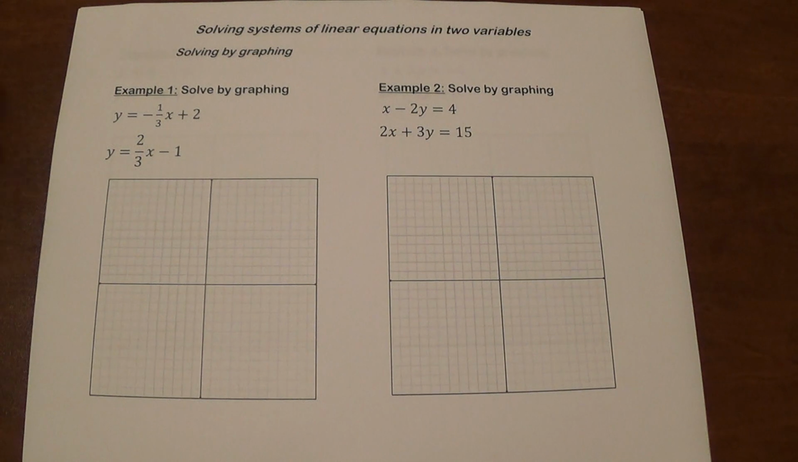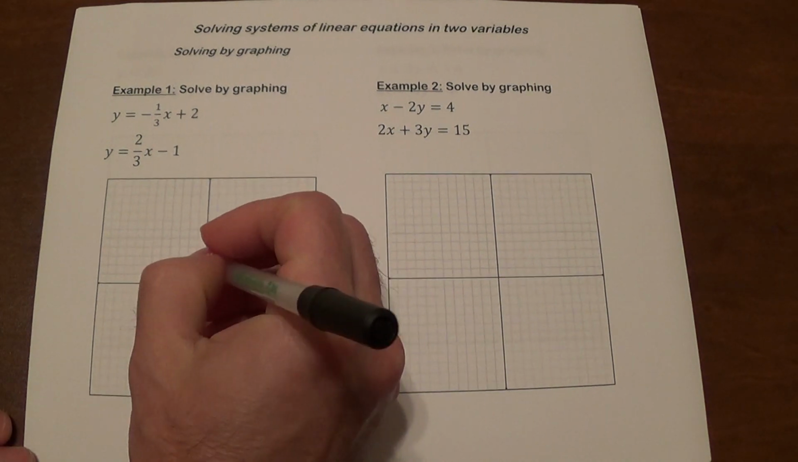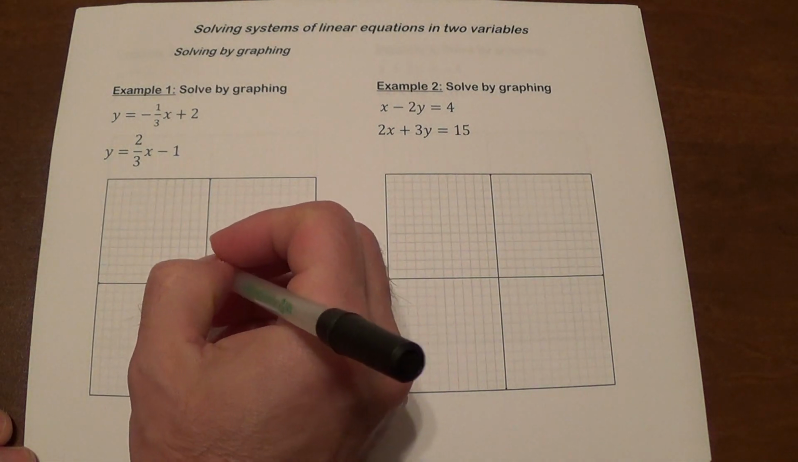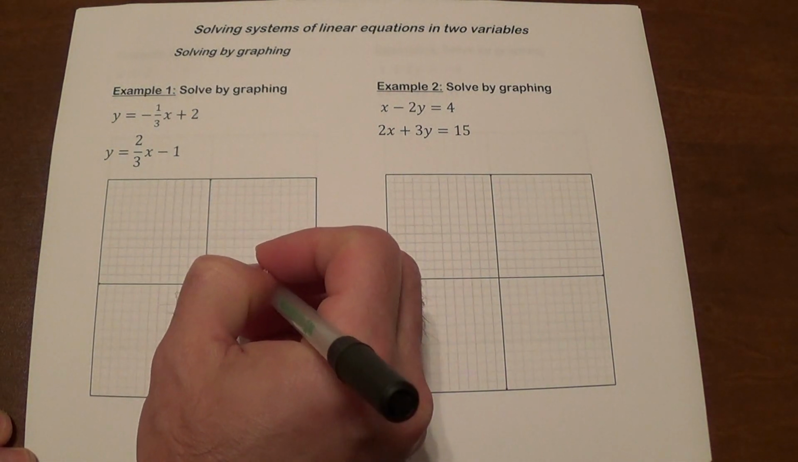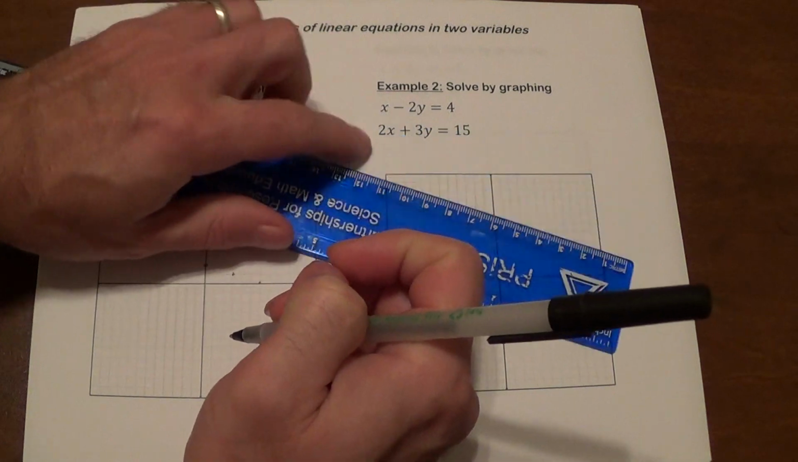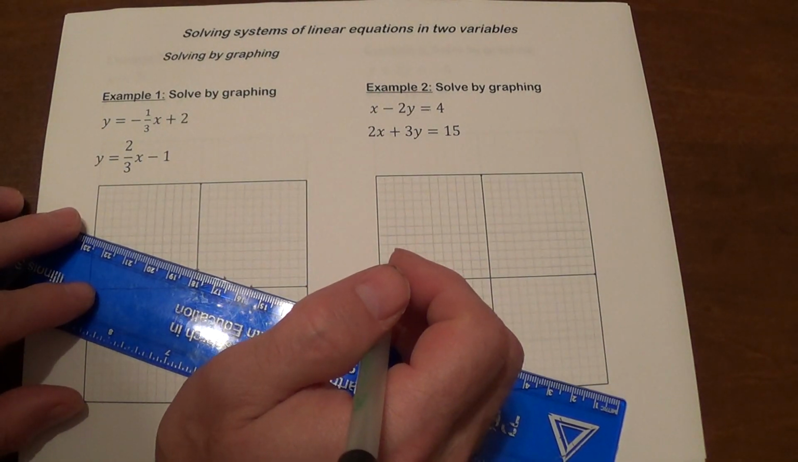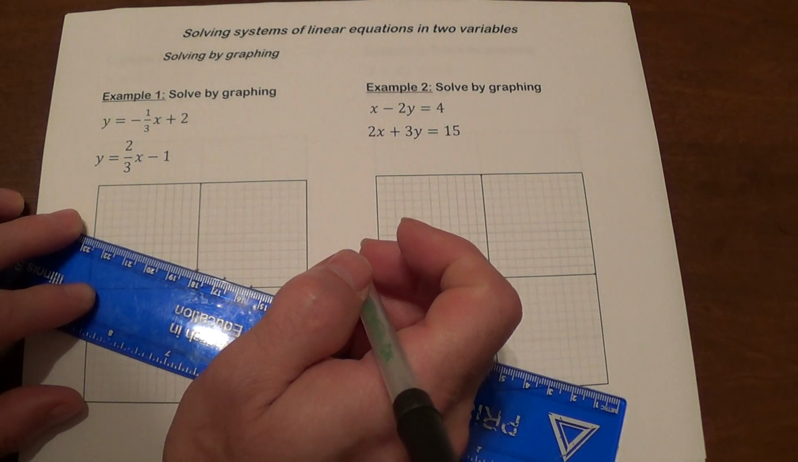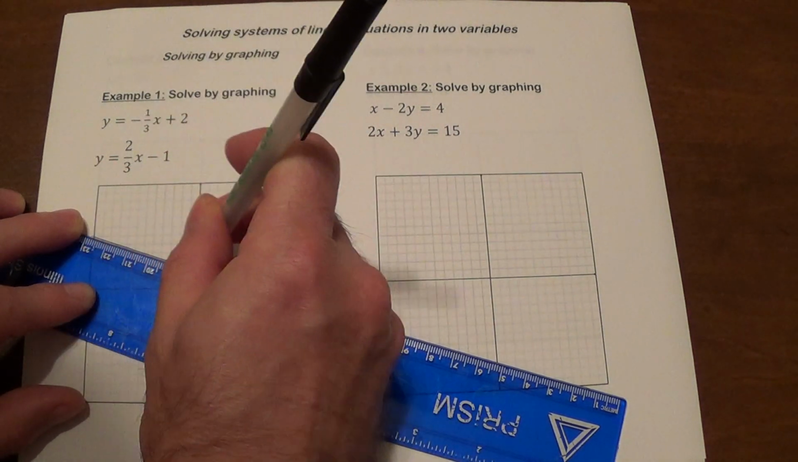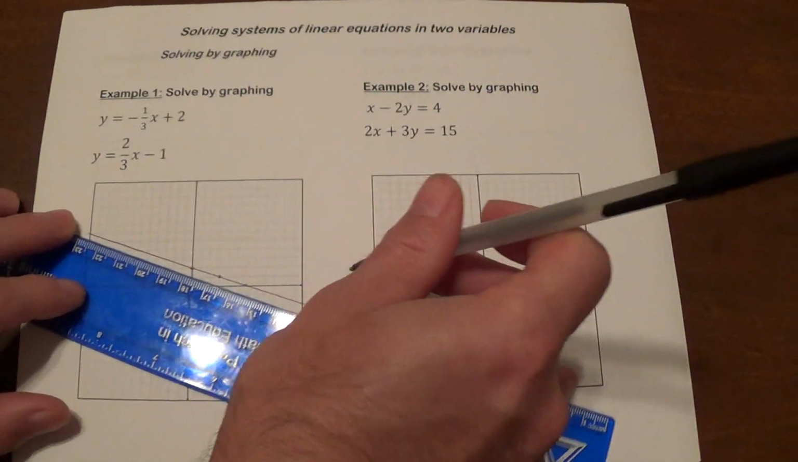So these two lines, we have y equals negative 1/3 x plus 2, so the y-intercept is 2, the slope is negative 1/3. Looks like this. We are going to connect our dots. You need to be very precise when you do it by graphing.